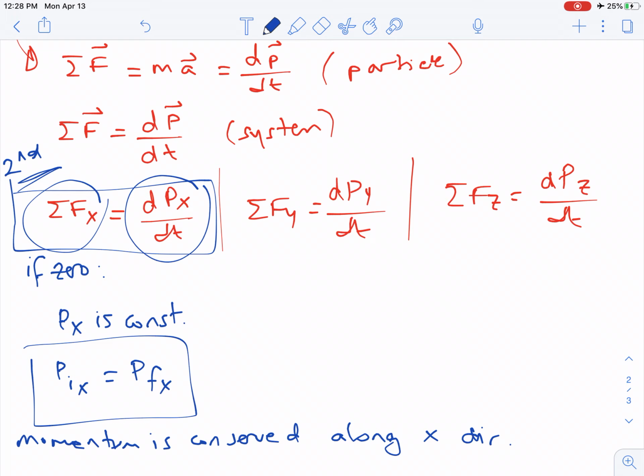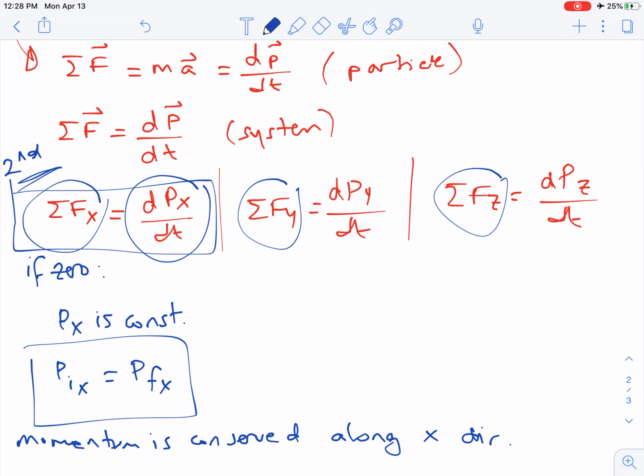So initial and final are the cases where something happens, maybe it hits the ground, it touches something else, and some collision, some explosion, something happens. So we are looking at right before and right after, initial and final cases, and we are saying the momentum doesn't change, because the sum of fx is 0. And then you can do the same thing, look at the y components and z components. If these are also 0, the momentum along y and z will also be conserved, and then you can write the same equations.